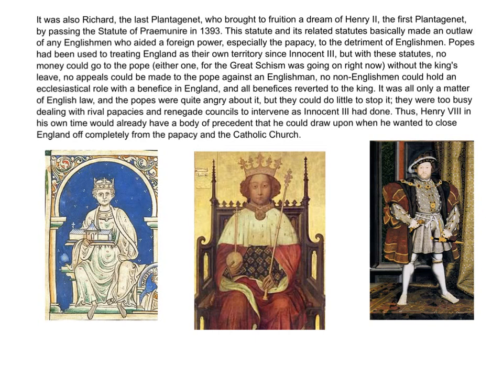Popes had been used to treating England as their own territory since Innocent III, but with these statutes, no money could go to the Pope, either one, that is, for this was the time of the Great Schism and there were two popes, without the king's leave. No appeals could be made to the Pope against an Englishman. No non-Englishman could hold an ecclesiastical role with a benefice in England, and all benefices reverted to the king. It was all only a matter of English law.